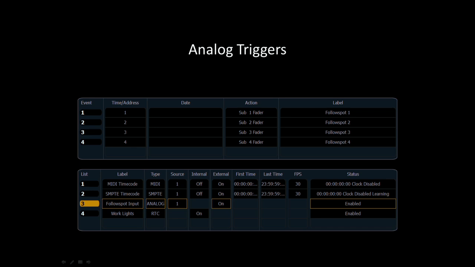We have the same type of screen that we used before for timecode that we do for analog triggers. So our analog trigger is very, very simple in how we have to set it up. All we have are the source number, which remember, that's basically your gateway or the port number, and whether or not you want it to be enabled or not enabled.